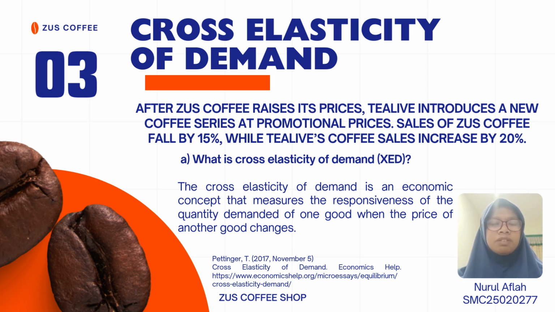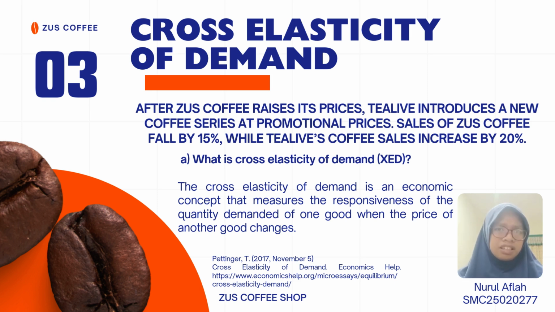Today, I'm going to present to you the second question. Our scenario is after Zeus Coffee raised its prices, Tea Life introduced a new coffee series at promotional prices. Sales of Zeus Coffee fall by 15%, while the Tea Life coffee sales increased by 20%. So, move on to question A.